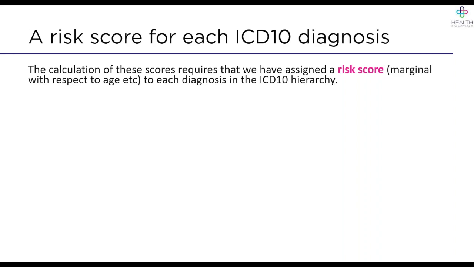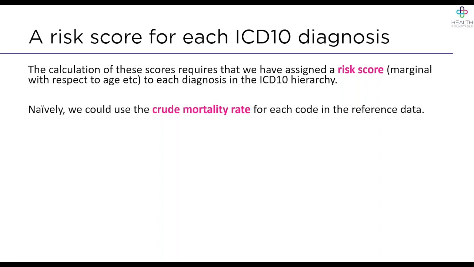So in order to explain what these two variables are, we need to take a step back for a moment. If we consider the ICD-10 hierarchy, what we want to do is create a reference table that for every code in that hierarchy, we have a risk score. This risk score is marginal with respect to age and so on, so it's just a crude risk score. Naively, we might take a crude mortality rate for the code in our reference data.